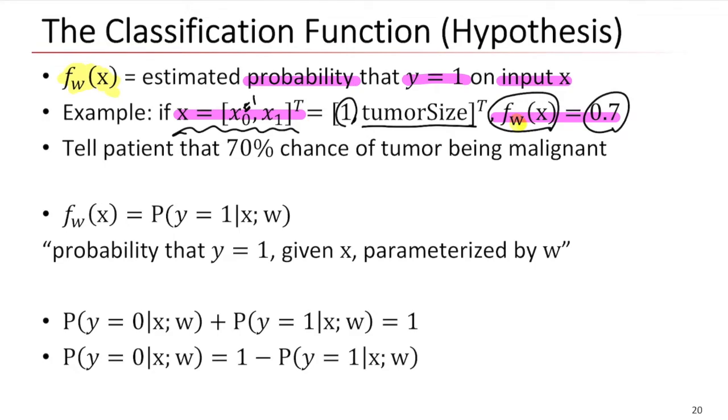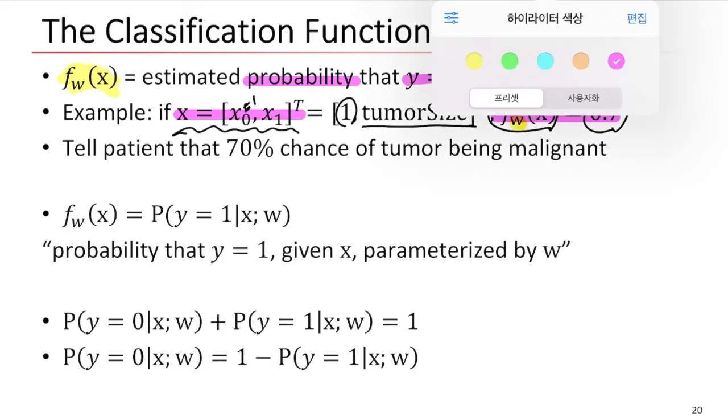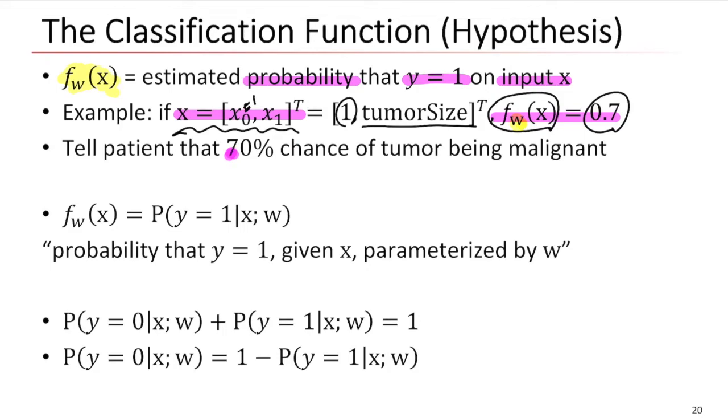Then what does that mean? We can tell the patient that there is a 70% chance of the tumor being malignant. So it means that we can think of this as the probability that y is equal to 1 in the two-class classification case. Formally, this is the logistic regression mapping function.